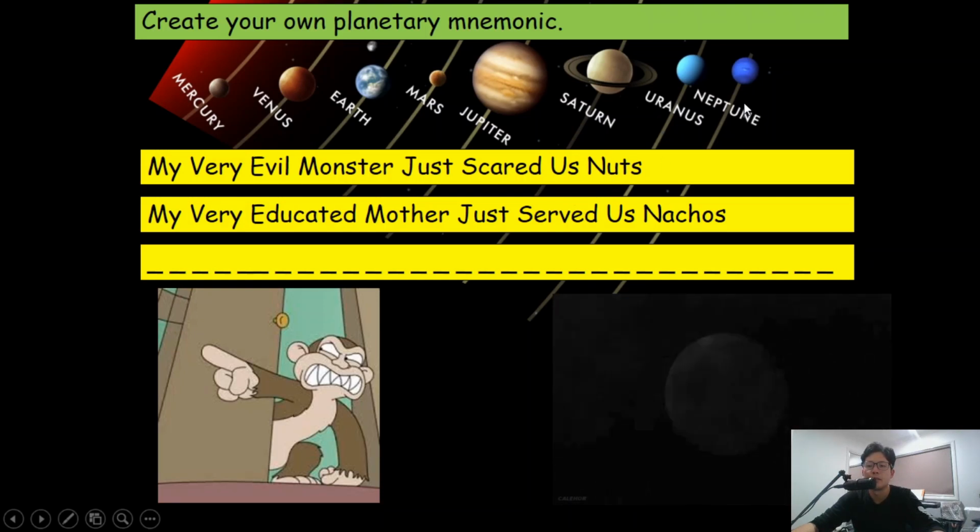So we're going to take a couple of minutes to make our own. I've got 2 examples here. First one's my very evil monster just scared us nuts, and our second one is my very educated mother just served us nachos. So just take a few minutes to try and make your own. You'll be required to submit these later, so try and be as creative as you possibly can.